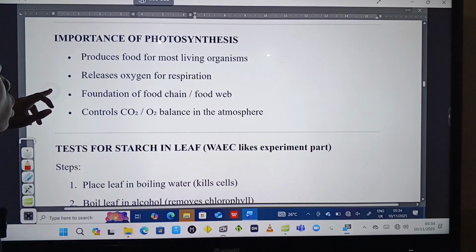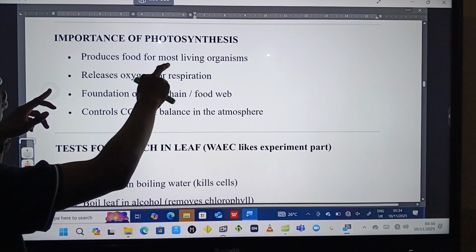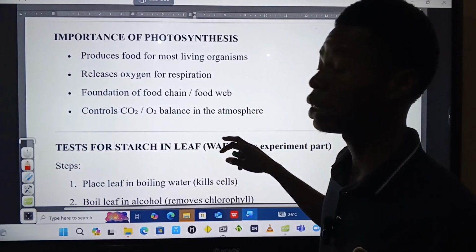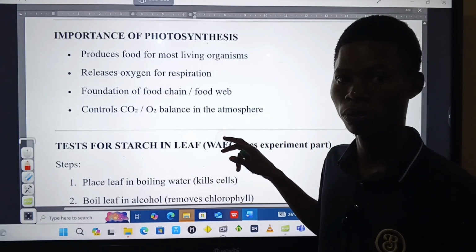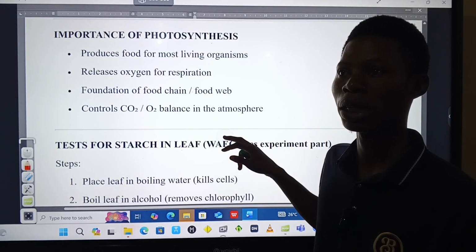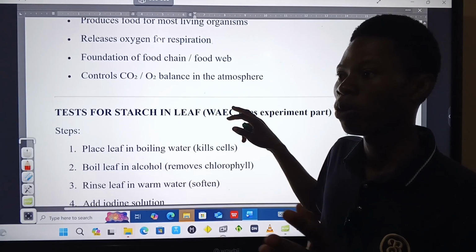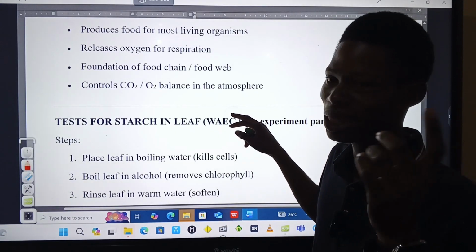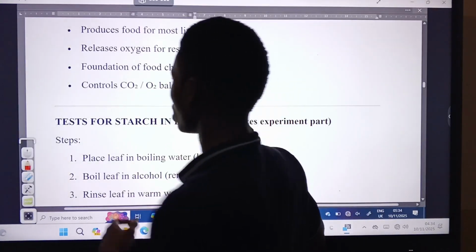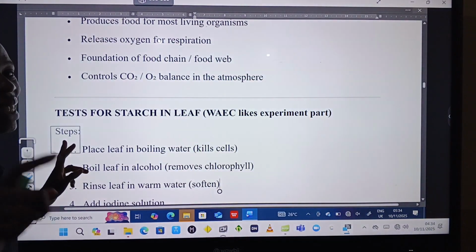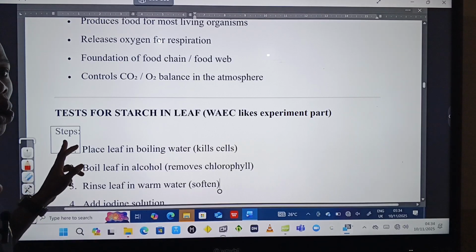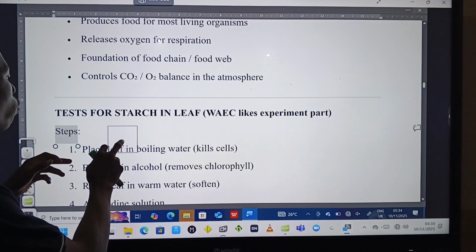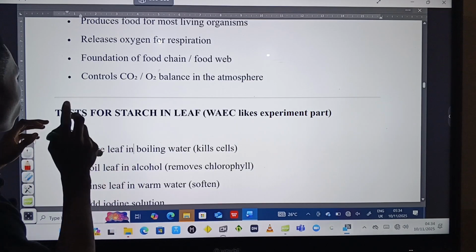What is the importance of photosynthesis? It produces food for most living organisms. There's a question they normally ask, that plants manufacture their food for dash. Is it for plants alone? B will say for animals alone. C will say for plants and animals. D will say none of the above. Check your JAMB past question. You agree with me. Plants manufacture their food for both plants and animals, not only for themselves, because human beings and animals depend directly or indirectly on plants for our food.